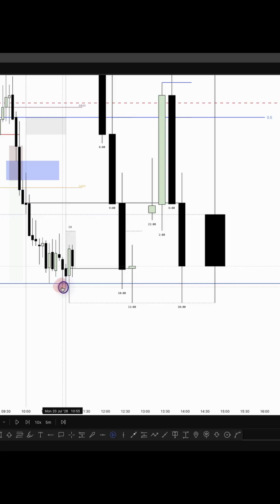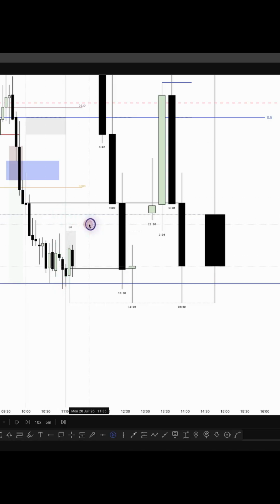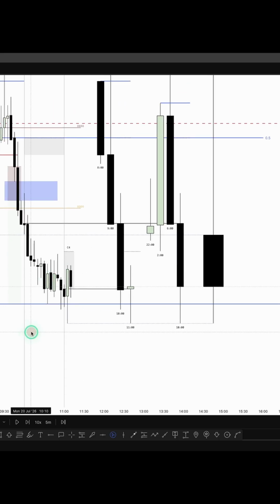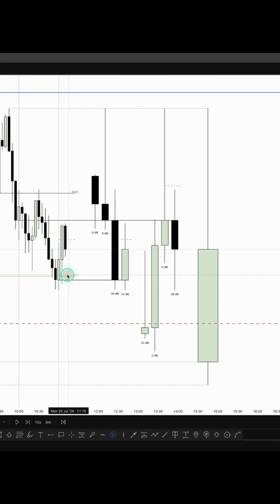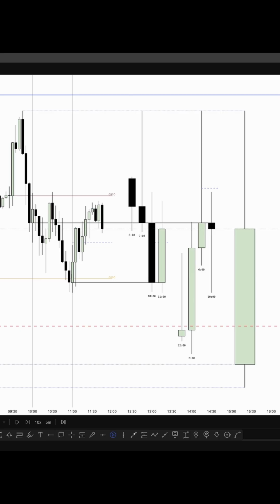YM took previous day low right there. And so when that happens, if YM takes previous day low and NQ and ES don't, then that's a bullish SMT. Price can start retracing from there, right? And that's exactly what it did here. When YM hit previous day low, price started to retrace to the upside. Now let's look at ES.